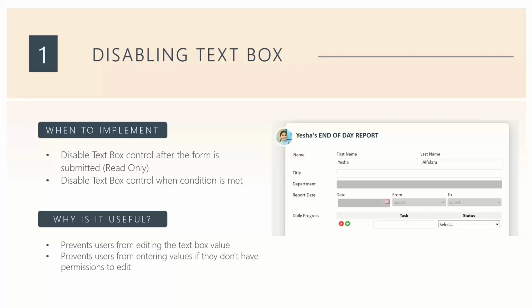It's very straightforward. It's disabling a text box, which FormsViewer now supports. So when can you implement this feature? You can use this if you want to disable a text box control after the form is submitted. There are forms that you want to have restrictions, so that once you submit it, you can't update it anymore. Or you can also use this if you have a specific condition that needs to be satisfied. So, why is this useful? It prevents users from editing the text box value and prevents users from entering values if they don't have permission to edit.